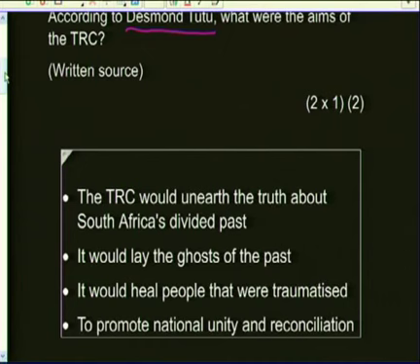the aims of the TRC were to unearth the truth about South Africa's past, to lay the ghosts of the past, to heal the people that were traumatized, and to promote national unity and reconciliation. Now, if you look back at the source, those are the things we've already underlined when we were unpacking the source. Remember what I said to you when we started? That if you unpack your source, that will save you a lot of time. So we've already saved a lot of time. We don't need to go back to it because everything is underlined and everything is already there.